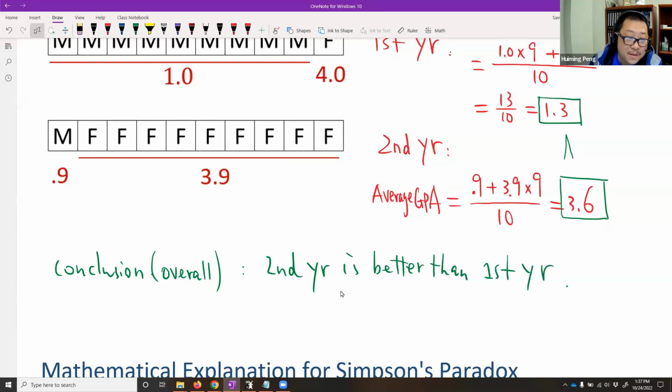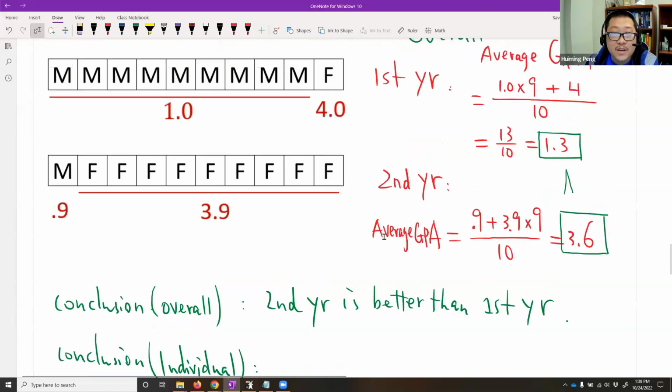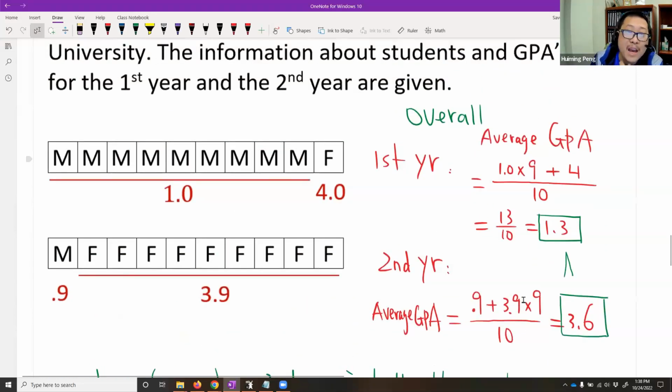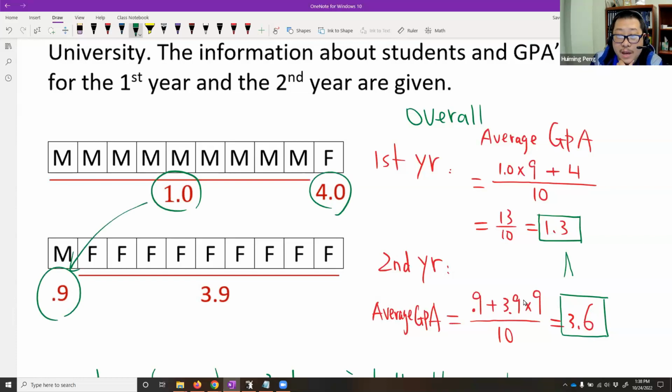But this is one conclusion. Can you look at the second conclusion? If it's individual, what does individual mean? This time, we look at individuals, male compared to male. Can you compare this? Male compared to male, and then female compared to female. But that's also logical, right?